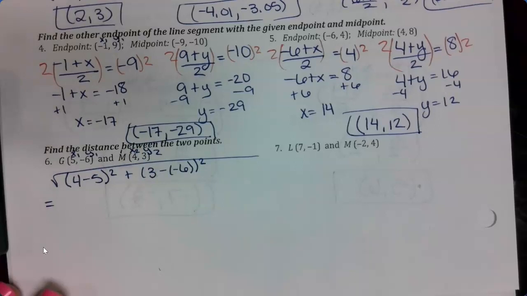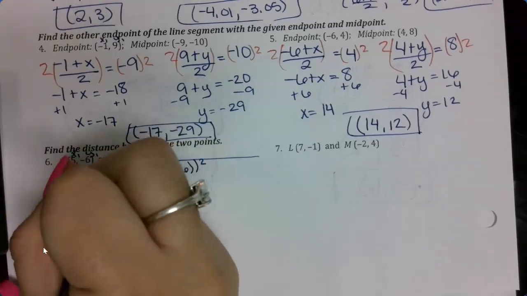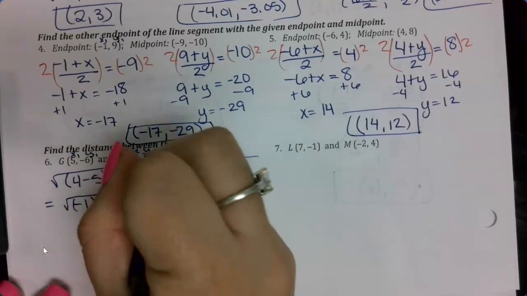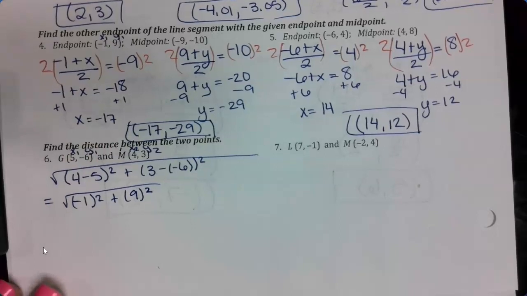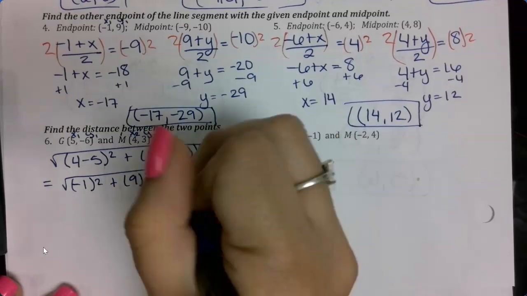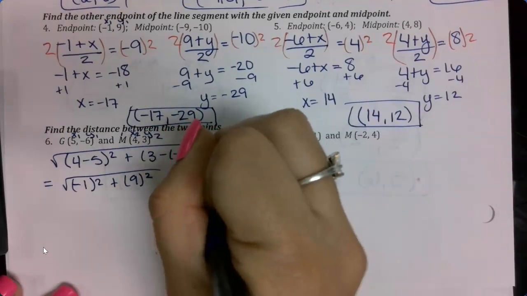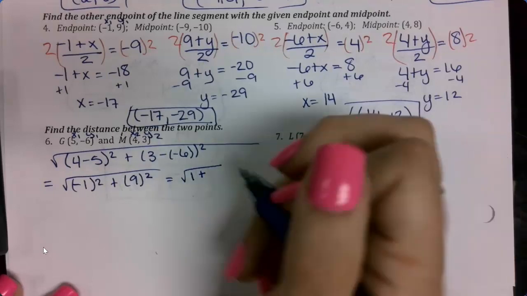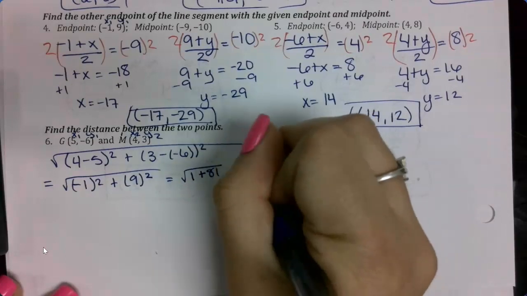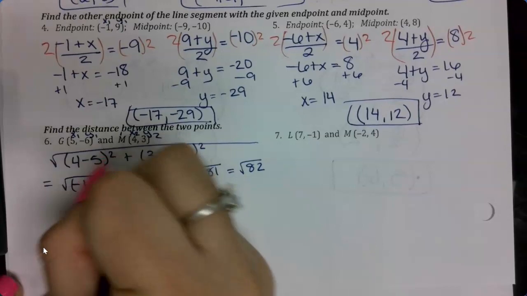What is 4 minus 5? Okay. And 3 minus negative 6? What is negative 1 squared? Positive 1, because 2 negatives make a positive. And 9 squared? Okay. 1 plus 81. And the square root of 82? 9.1.